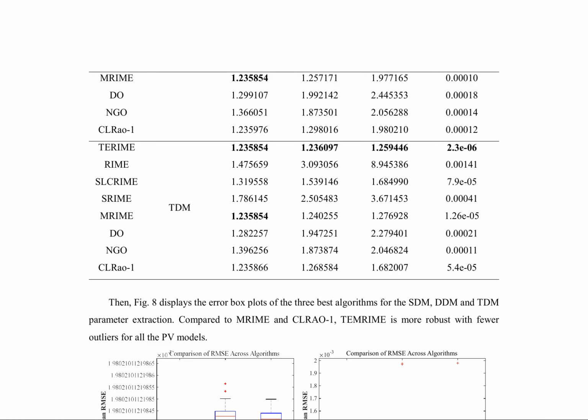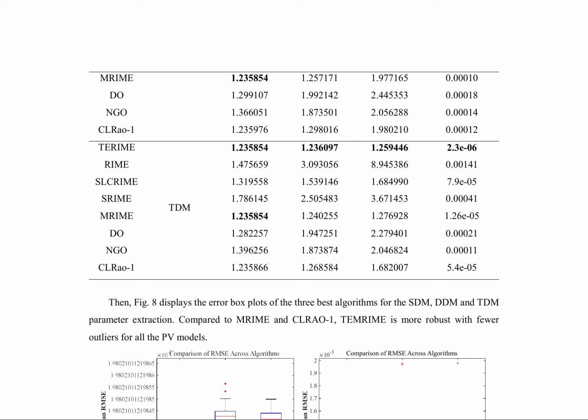In the realm of photovoltaic PV model parameter extraction, the performance of various algorithms is crucial. This study compares the root mean squared error, RMSE, of MRIME, CL-RAO1, and TERIME algorithms for the SDM, DDM, and TDM models. The results show that TERIME outperforms MRIME and CL-RAO1, exhibiting fewer outliers and improved robustness.